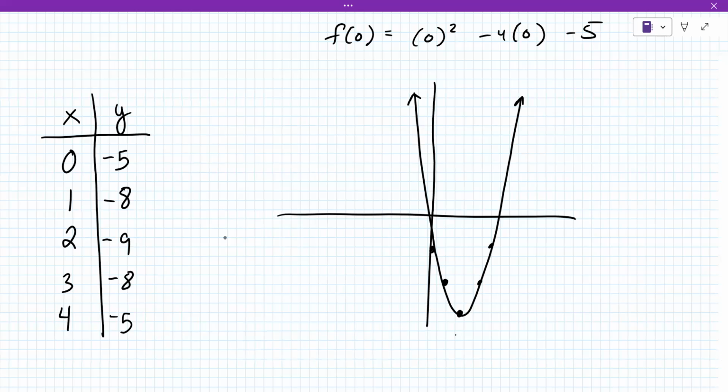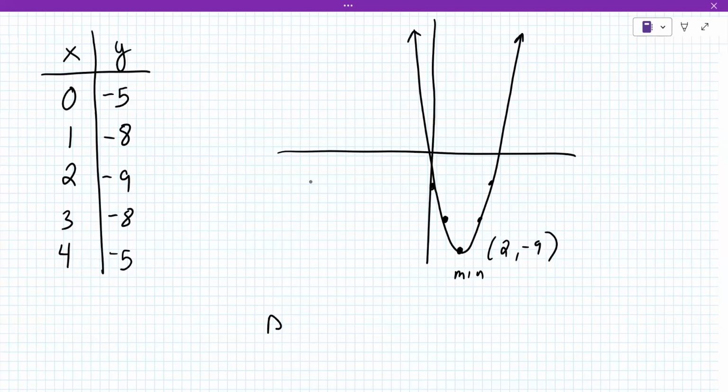All right. So this has a minimum. Has a minimum 2, minus 9. Can you give me the domain and the range for this, please? Domain is all, and range is y is greater than or equal to negative 9. Good. Yeah, really good. I like that.